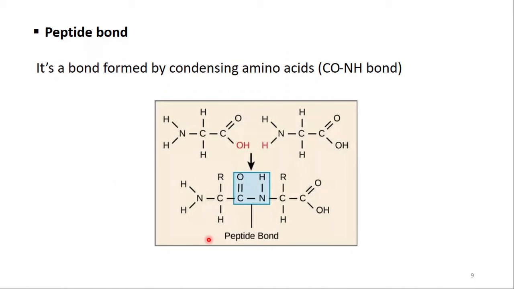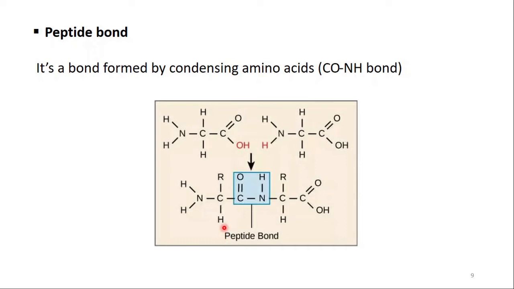Going ahead, the peptides. What are peptides? You know the peptide bond is simply a CONH bond. So, how is it formed? The CONH bond is formed by the condensation of the COOH of one amino acid with the NH2 of another amino acid. A simple reaction by the elimination of water, and you will get the CONH bond.